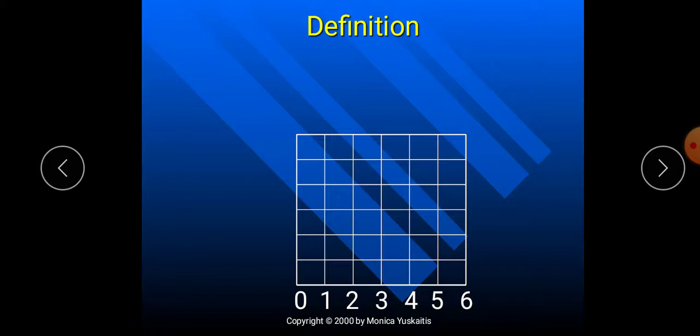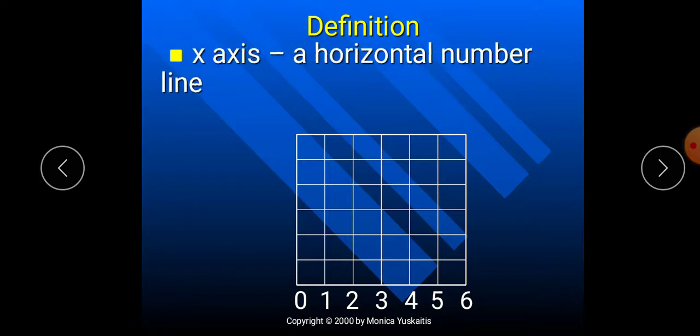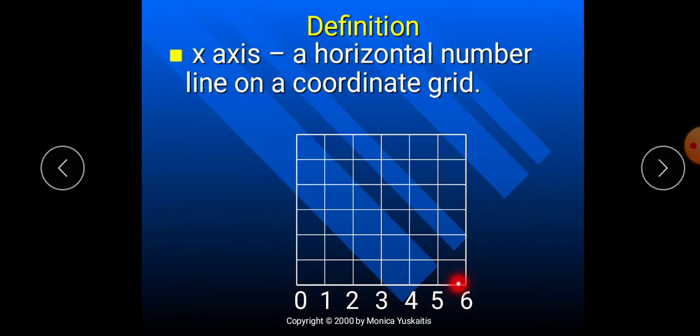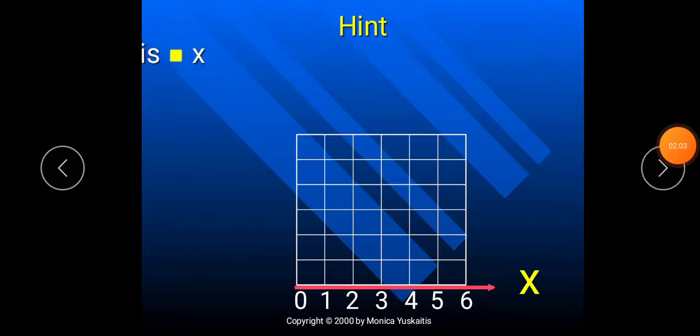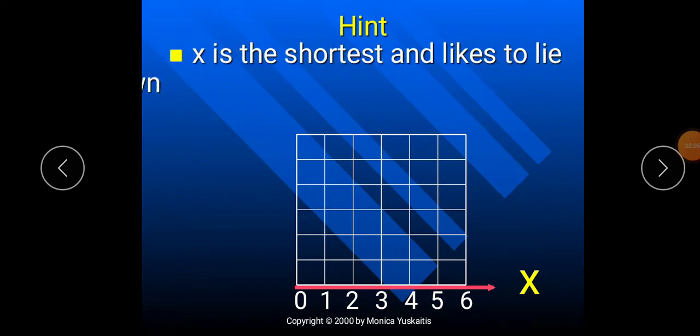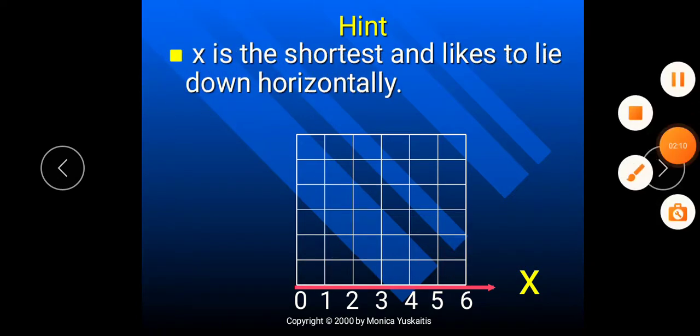In the same way, if you see the grid 0, 1, 2, 3, 4, 5, 6, it starts from 0 and each one is divided as 1 centimeter. Next, this is called the x-axis, the horizontal number line on a coordinate grid. X is the shortest and lies horizontally.